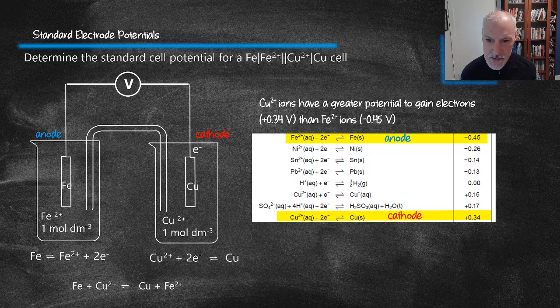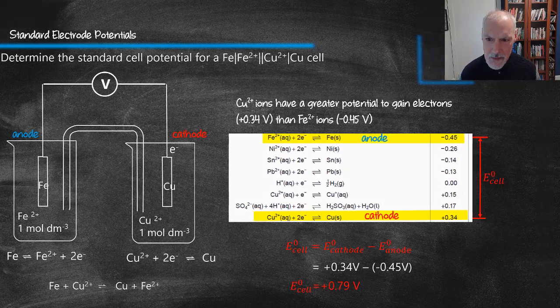But what's the voltage of this particular cell? Well, we need to look at the difference that exists between these two numbers. So we use this formula. The electrode potential of a cell is the E at the cathode minus the E at the anode. Substituting in the values from our table, we arrive at positive 0.79 volts.